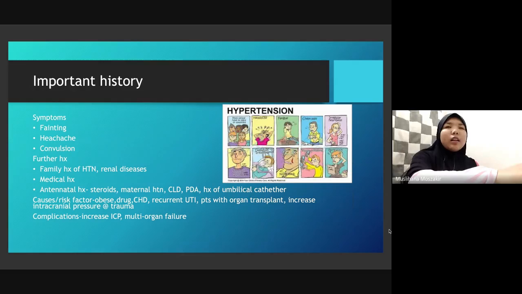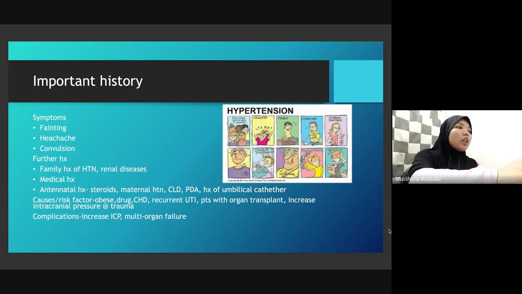Because hypertension is something that we discover through bedside investigation, meaning we use the BP monitor, then we discover that they actually have high BP, but they might present with symptoms like fainting, headache for children more than 7 years old, or they can even present with convulsion. So for further history, we might want to ask about the family history of hypertension and renal disease.